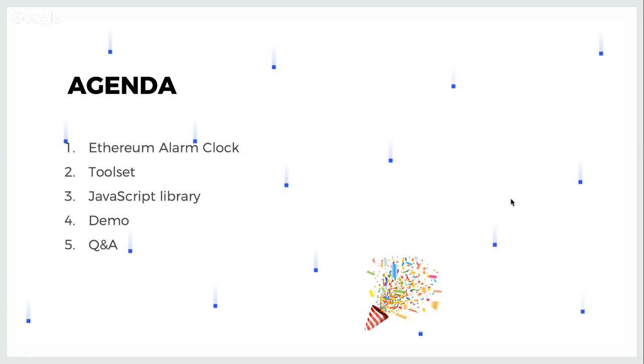So today's agenda: I'll do a short introduction of the Ethereum alarm clock for the guys that are new here, and we'll do a small display of the tool set that we have built around the Ethereum alarm clock. Then we'll go deeper into our JavaScript library that interacts with the protocol itself, and I'll go through a short demo on how to do this. So hopefully by the end of this webinar, you guys will be able to integrate this into your own dApps.